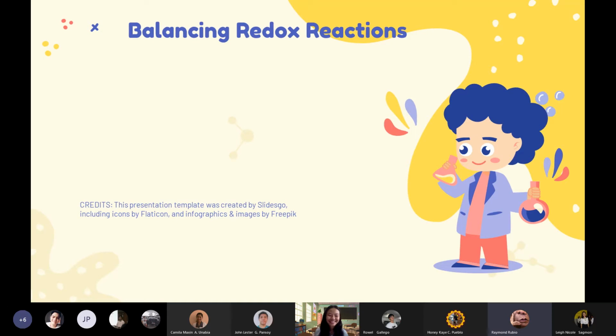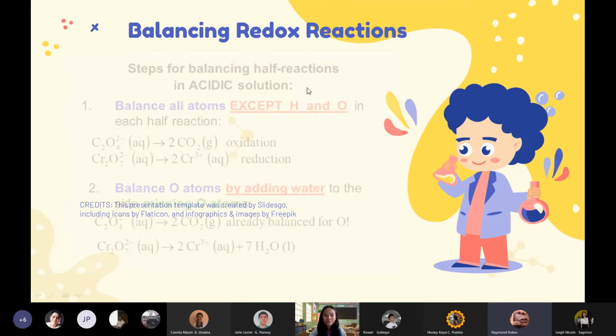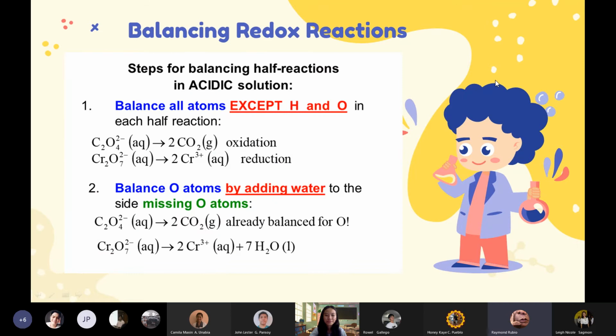Excuse me? So, review na lang din siya, especially sa kapag mga naglibog pa, no? Okay, next slide, please. So again, ang steps sa pag-balance sa reactions.